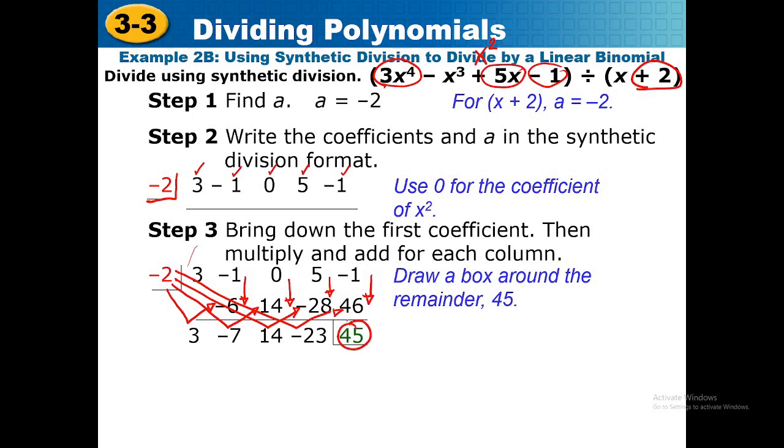Now, how do we write our final answer? What's the degree of the given? 4, sir. So I will start with x cubed. Next is x squared. Next is the variable x. So writing this in our final answer sa step number 4, what will be our final answer now?